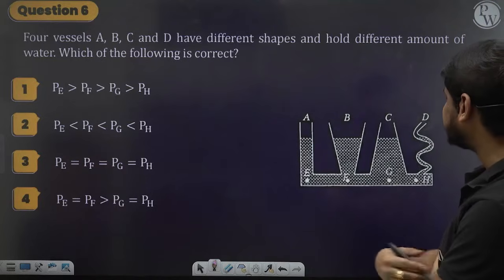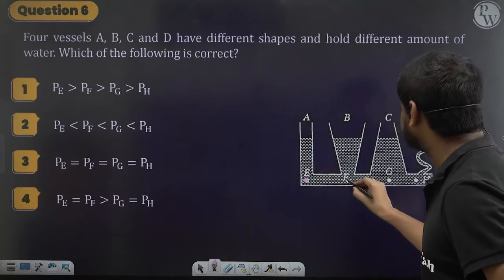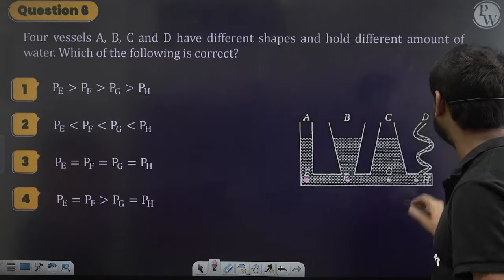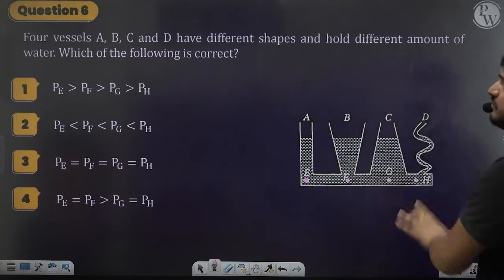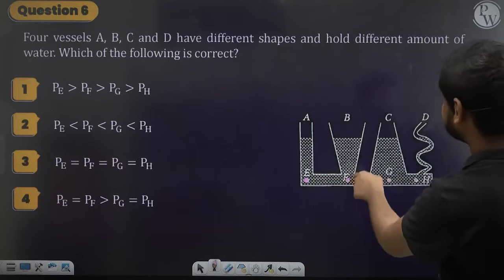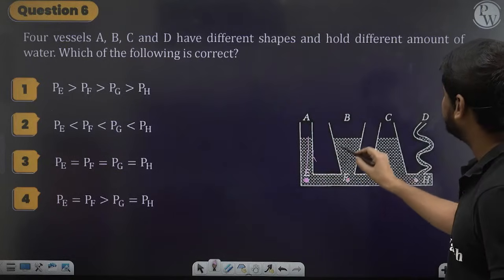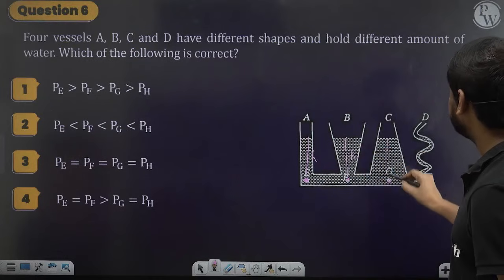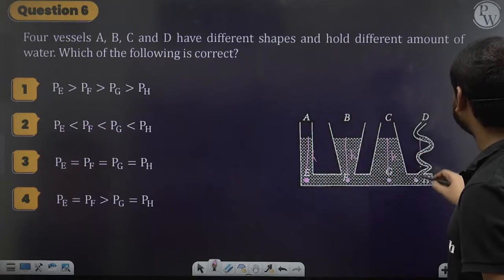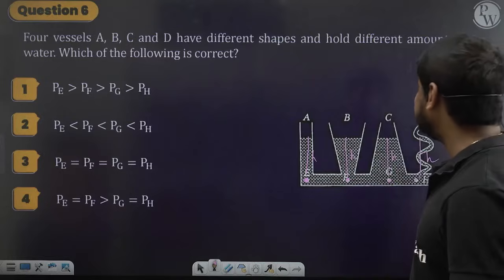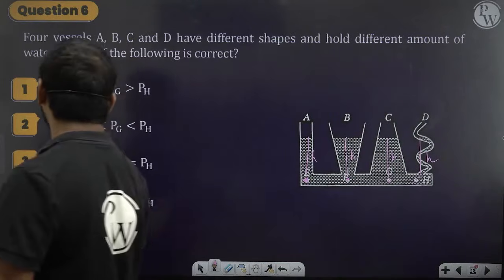See here, I can directly say that I need the pressure at this point, this point, this point, and this point. So A, B, C, D are points, and E, F, G, H are points. From here to here the height is h, from here to here the height is h, here also height h, and here also height h. So if the height is the same, the pressures at the bottom will be the same.